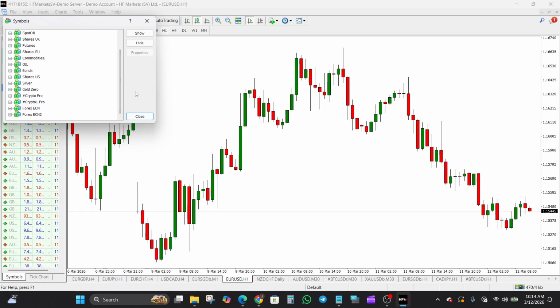So each broker has its own offerings, right? There might be some differences between the assets being offered across different brokers, right? So this is one of the things to consider: the instruments that are being offered by the broker. A broker with a wide range of instruments gives traders more opportunities to analyze and diversify across markets.